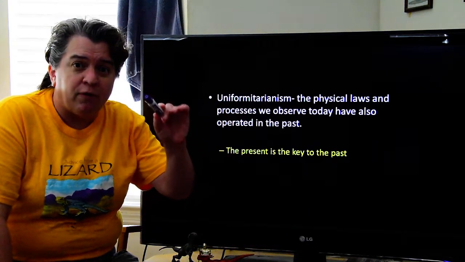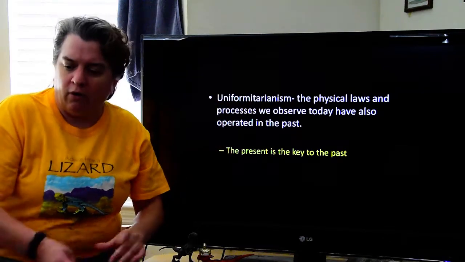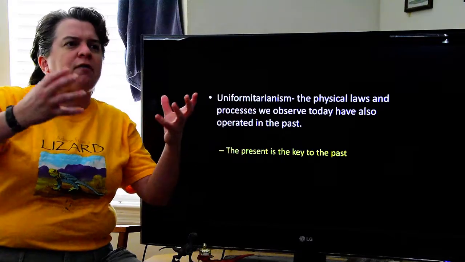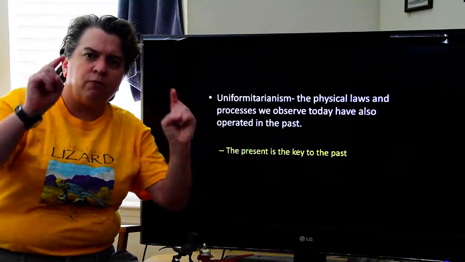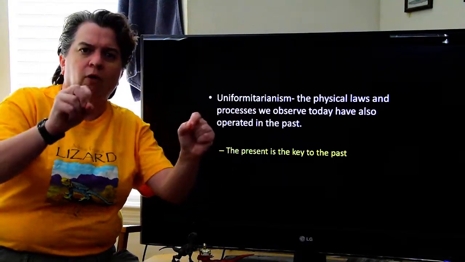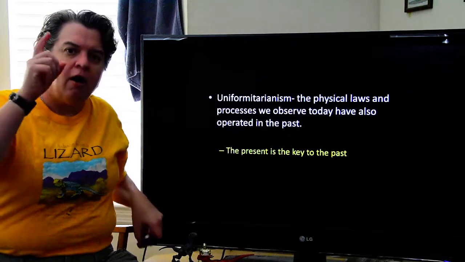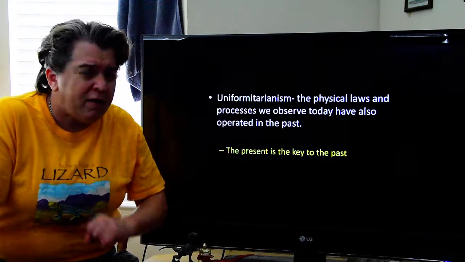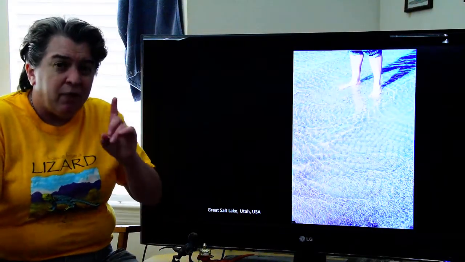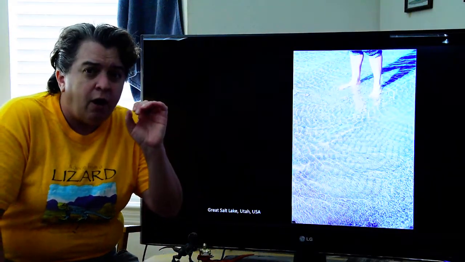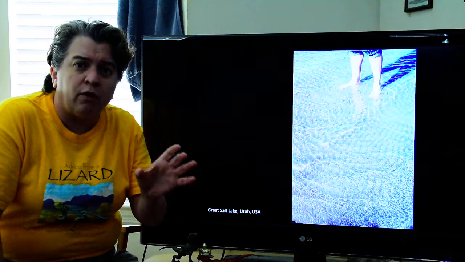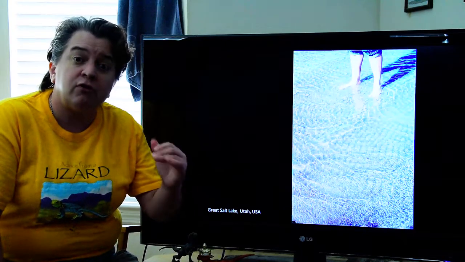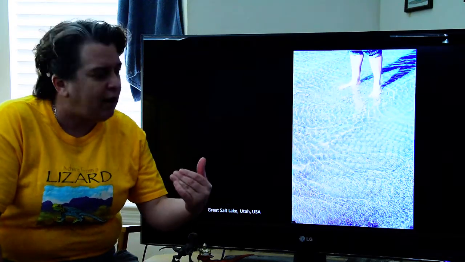So that's one of those unchanging laws. The Earth itself, where the rivers flow and what the surface of the Earth looks like, changes, but the rules, the natural laws that govern its behavior, are unchanging. That's uniformitarianism. Now, what does that mean for us in geology? Well, that means we can observe the way the Earth works today and then use it to interpret the past.